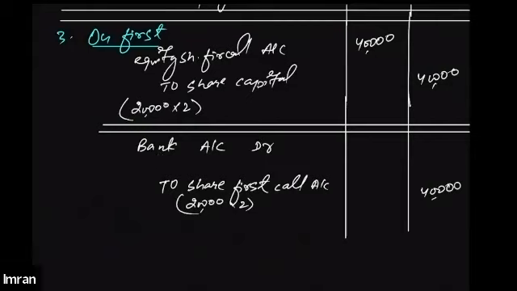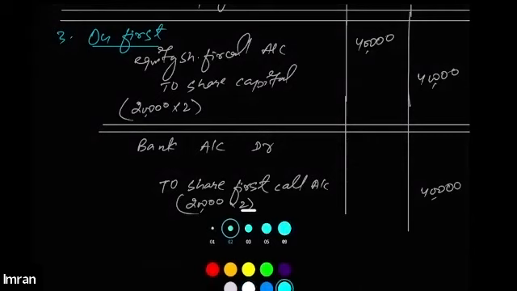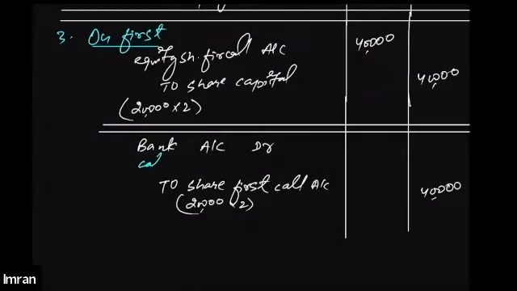Let me use some different color just to differentiate. Calls in arrears account will be debited. By what amount? 1,000 into 2 per share. That means 2,000.